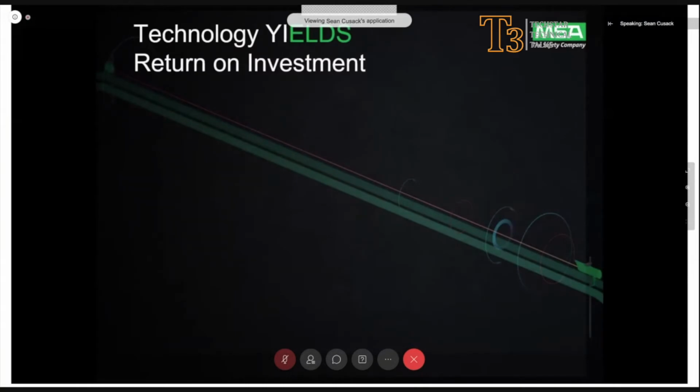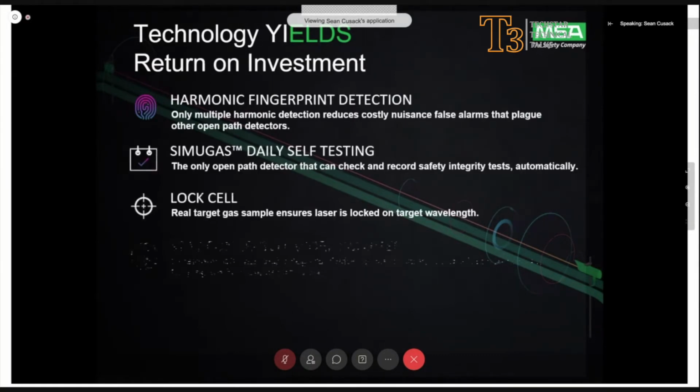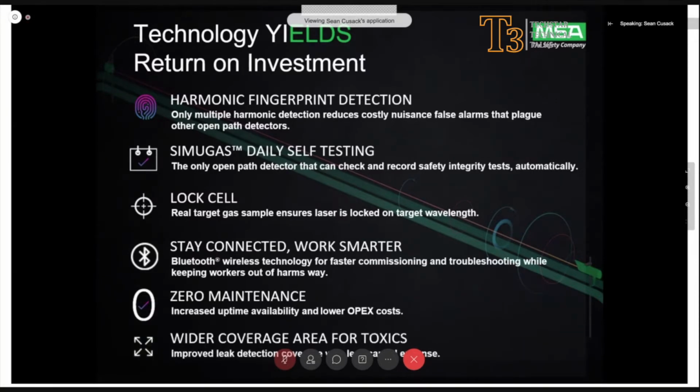So technology yields return on investment, and I like to say a peace of mind as well. We have the harmonic fingerprint we talked about, where we have multiple harmonic detections. We have semi-daily self-testing. We did not get into that, but I will talk about that briefly. That's where the transmitter submits a signal via the microprocessor, simulating absorption of the laser to match the gas of interest, and then the receiver responds accordingly by accepting or declining the signal.